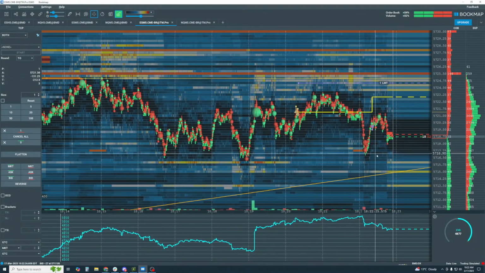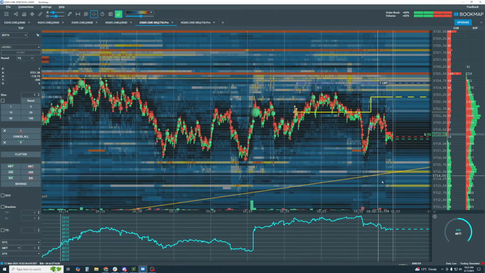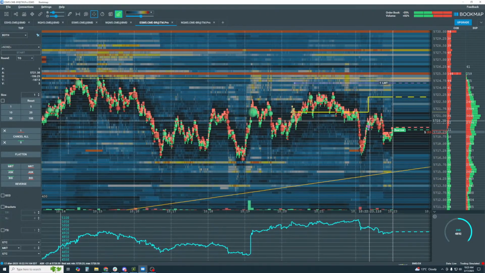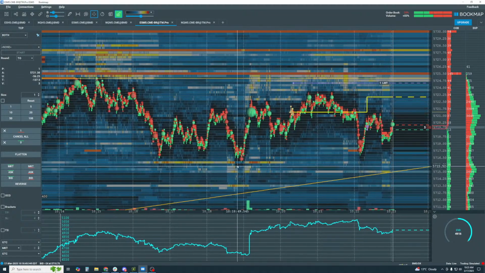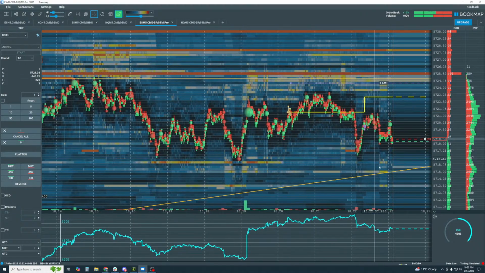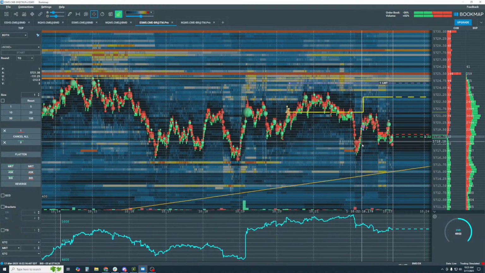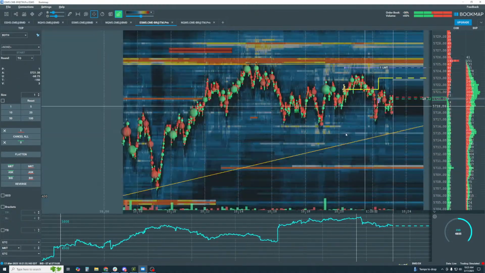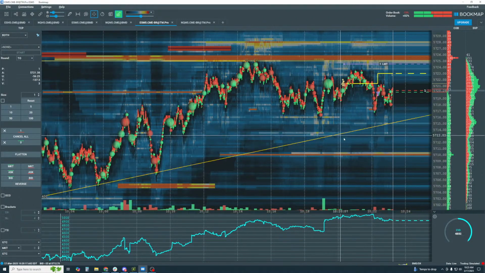Again, this is not trade recommendation, and we're just going through order flow and then looking at areas in here within the order flow that might make sense, and then managing those positions. Okay.